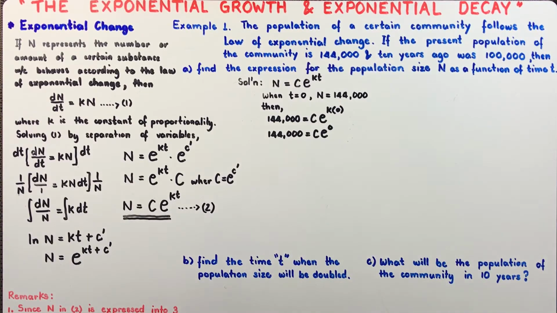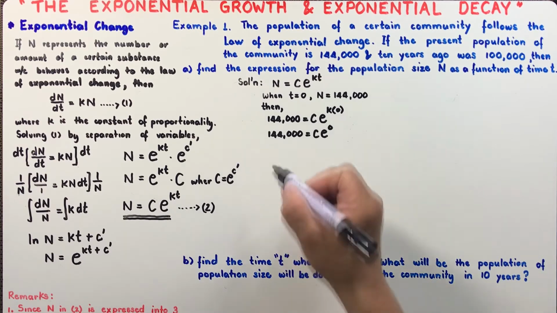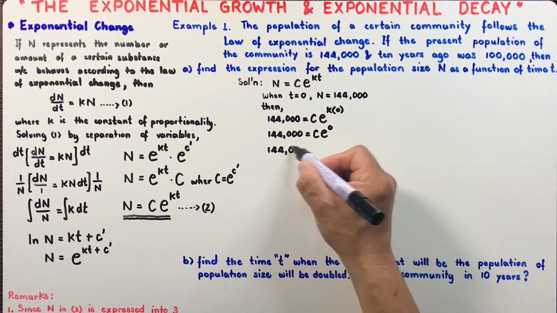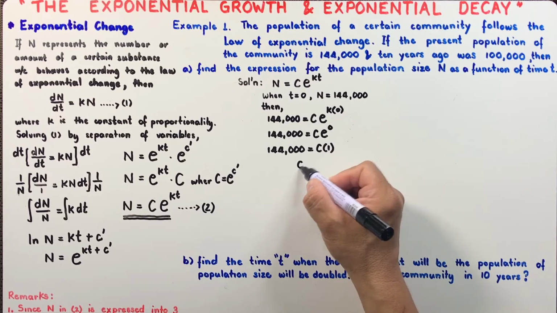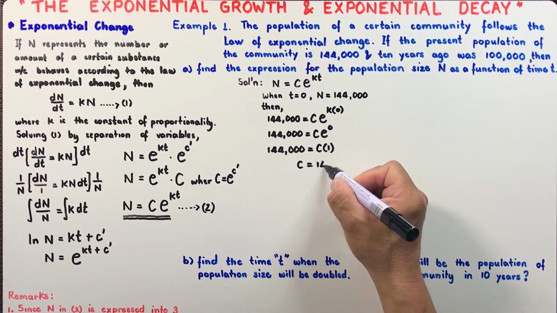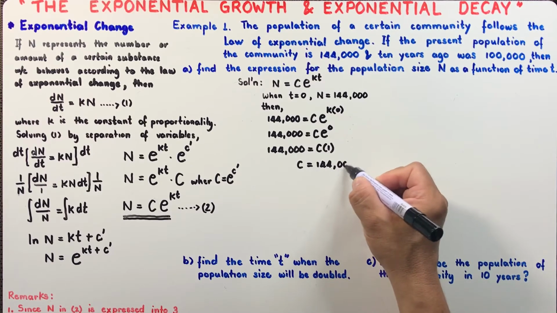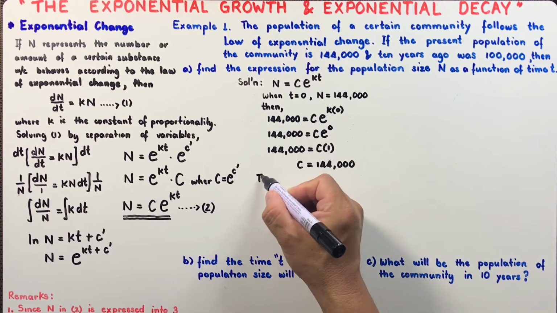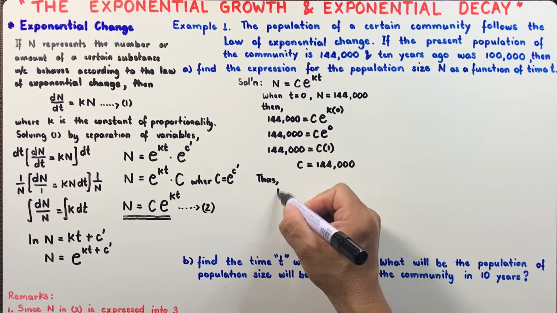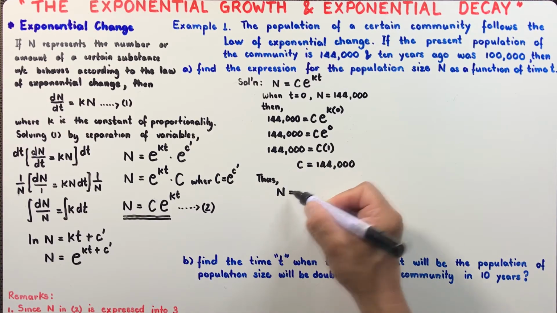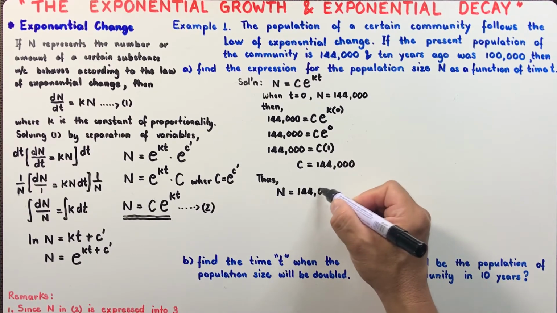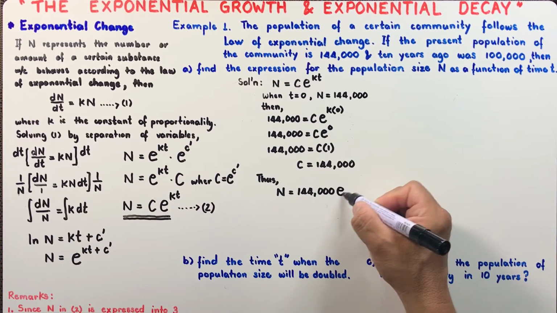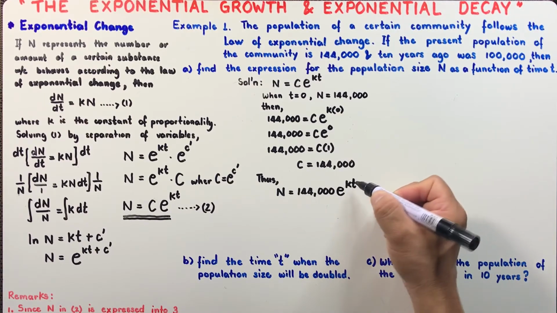And we know that when the exponent is 0, whose base is a non-zero constant, then it is equal to 1. So this is equal to c times 1. Therefore, our c is equal to 144,000. Thus, our formula becomes big N is equal to c, which we know is equal to 144,000 times e to the power of kt.